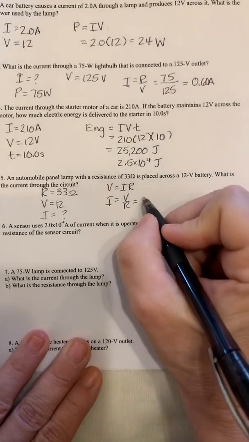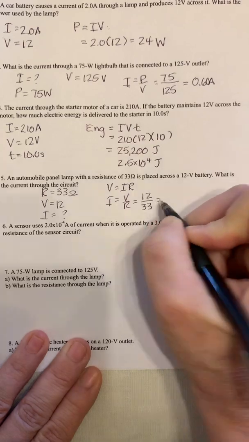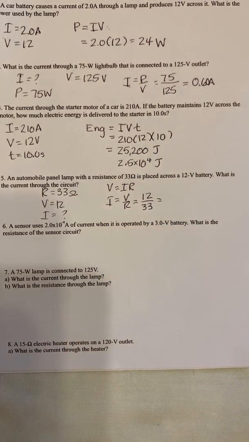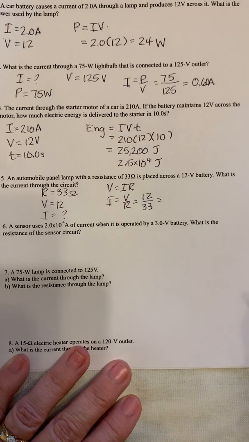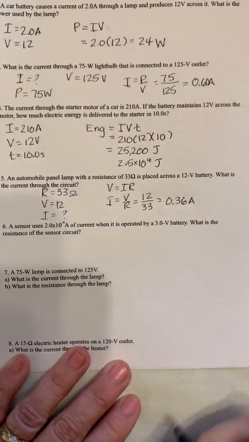And we have all of those things. So these are relatively simple problems. Once you figure out what is what, you just plug it. And it's like my college professor used to call these plug and chug problems. You plug the numbers in, you chug an answer out. That ends up being 0.36 amps.